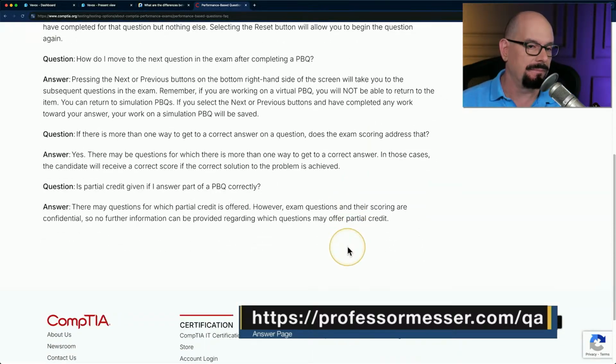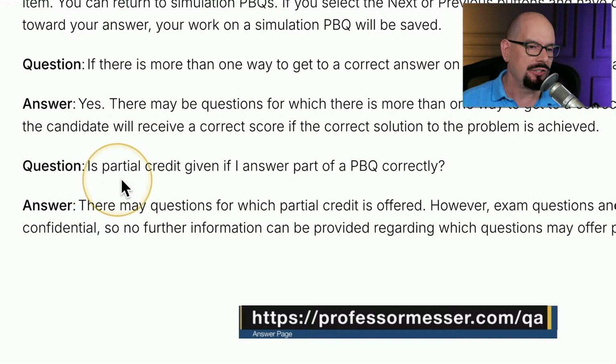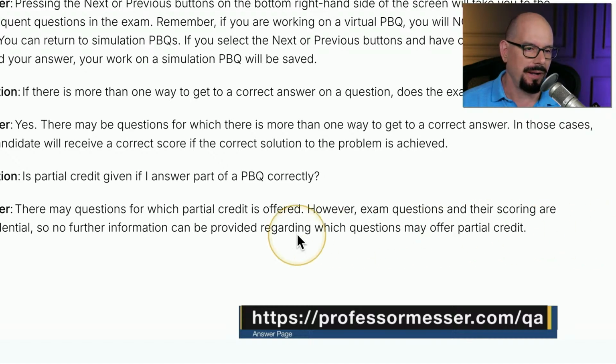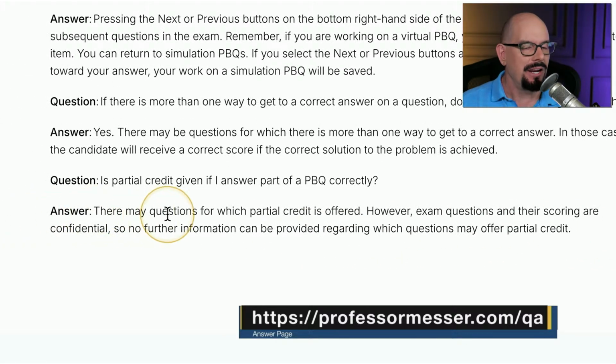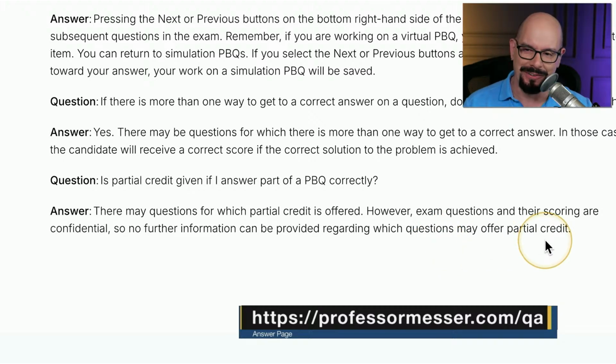But down near the bottom, the very last question is, is partial credit given if I answer part of a PBQ correctly? And they say there may be questions for which partial credit is offered. However, exam questions and their scoring are confidential, so no further information can be provided regarding which questions may offer partial credit. So what they've effectively said is maybe, maybe not. There may be questions for which partial credit is offered, which leads us to believe there may be questions for which partial credit is not offered.